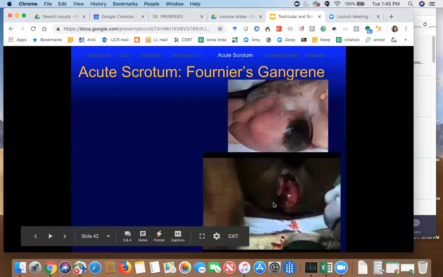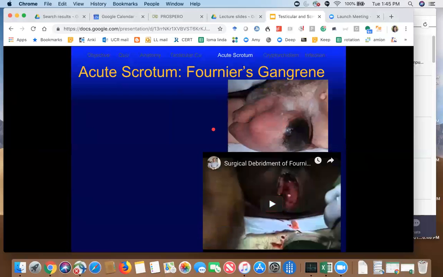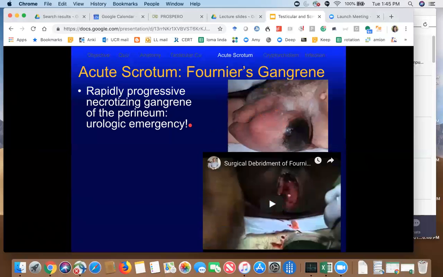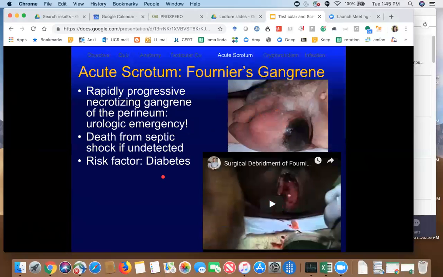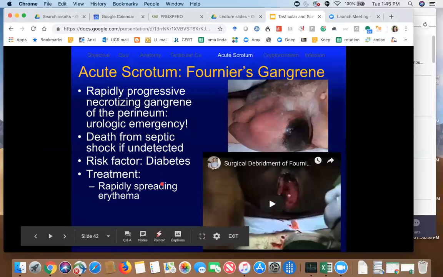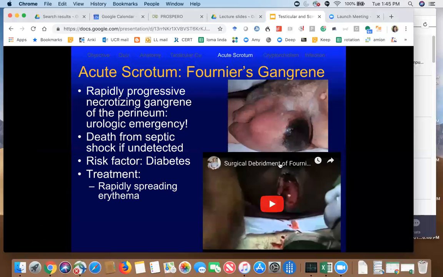intraoperatively. Acute scrotum, other causes. This is gross, but this is Fournier's gangrene. This happens in patients who are diabetic. Bad things always happen to patients with diabetes. And this is a urologic emergency because it's an aggressive infection and spreads rapidly, so they can become septic very fast. So it has to be aggressively debrided. This is not something that you treat with antibiotics. They go in and they just resect out all the infected material in the perineum.